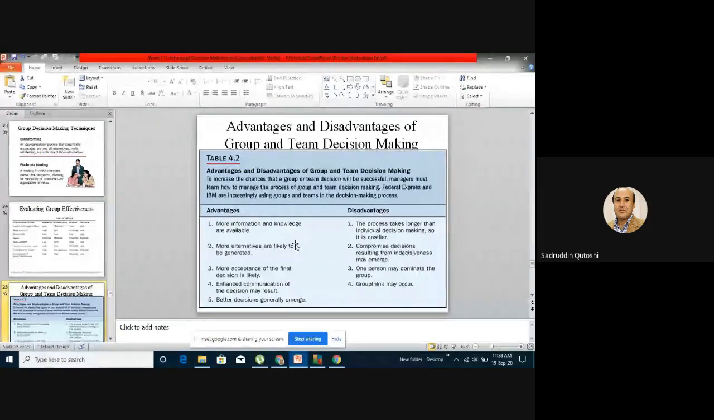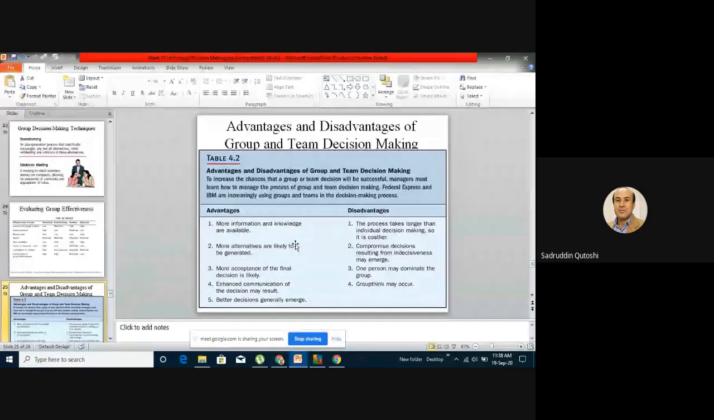There are a few advantages. The first one is that when you engage any sort of group, whatever we have discussed above, these groups help the decision maker, the manager, to get more information and knowledge. The second advantage is that more alternatives are likely to be generated, because there are many minds, there are people in the group, the team members, and they come up with their own ideas of those alternatives. So you will have a wealth of alternatives to select one among.